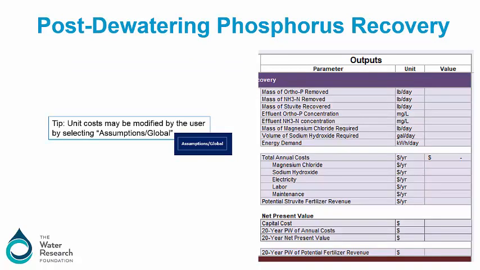The model-generated outputs include phosphorus and nitrogen removed, recovered struvite product, effluent orthophosphate and ammonia concentration, mass of magnesium chloride required for struvite precipitation, volume of sodium hydroxide required, total annual costs including chemical addition, electricity, labor, and maintenance, potential revenue generated from struvite fertilizer, capital cost, and 20-year NPV.